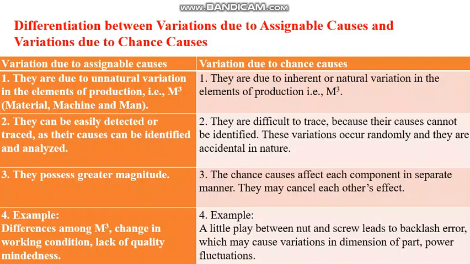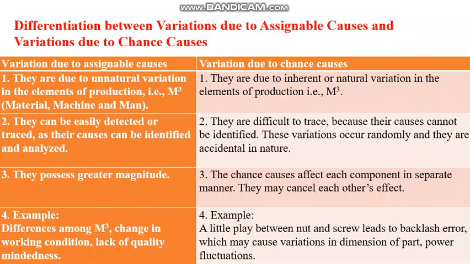See, on one side we have variation due to assignable causes, and on the right side we have variation due to chance causes. The first difference is that assignable causes are due to unnatural variation in the elements of production. Unnatural, it is not natural. That is M cube. M cube means material, machine and man. These are the elements of production.